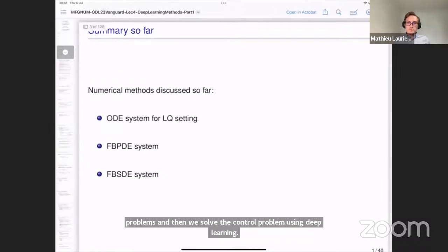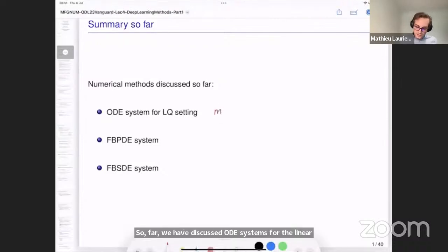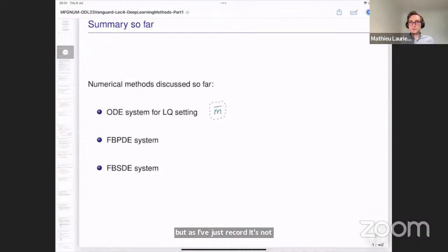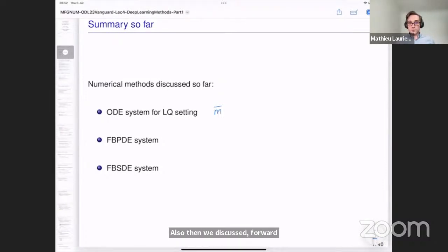So far, we have discussed ODE systems for the linear quadratic setting, where the dependence is on the mean, but as I've just recalled, it's not because the cost depends on the mean that the whole solution will be computable by ODEs, right? So if it depends on the mean in a complicated way, you may still end up with a system of PDEs and you need to solve it. So linear quadratic is really very specific. Then we discussed forward-backward PDE systems. So this was this morning, and forward-backward SDE system this morning and this afternoon a little bit.